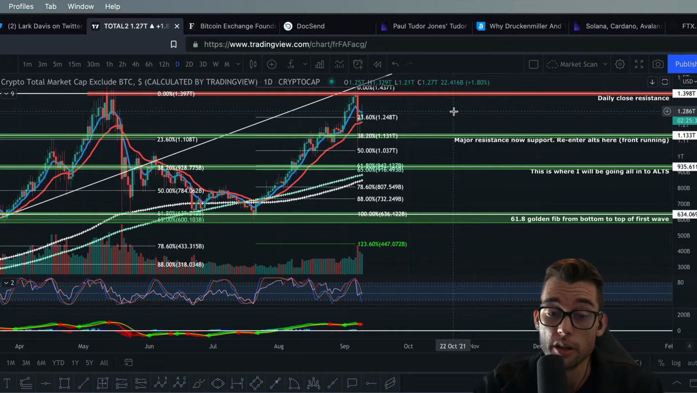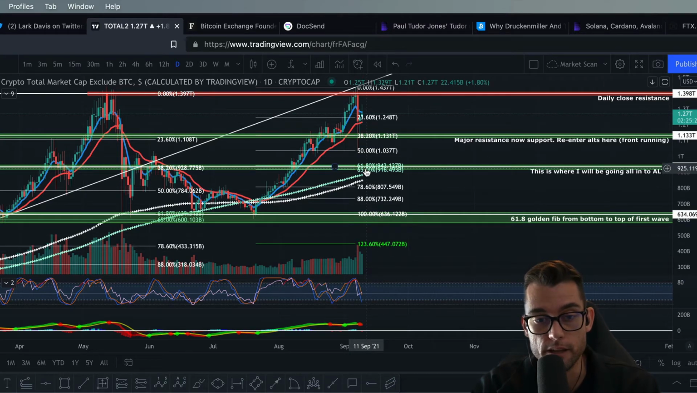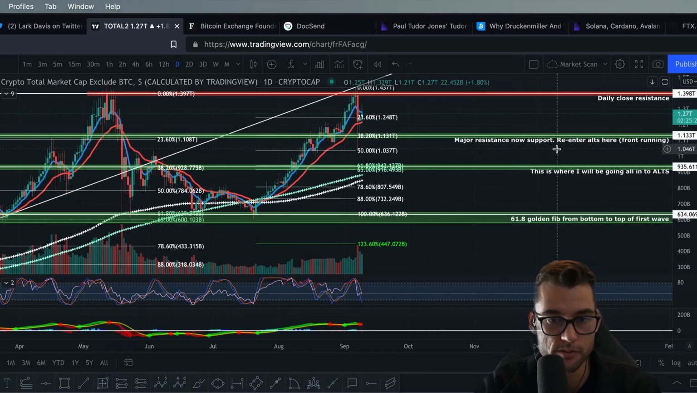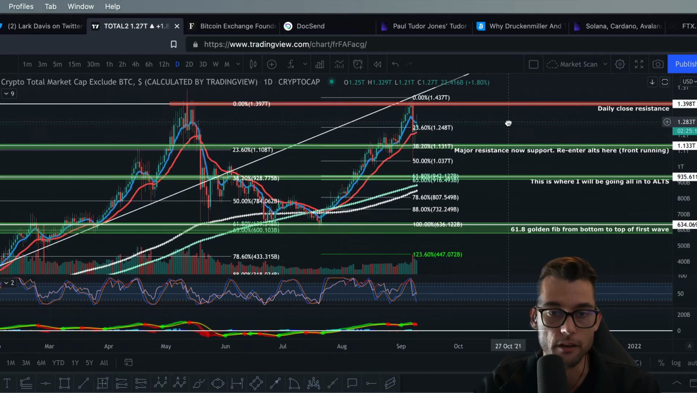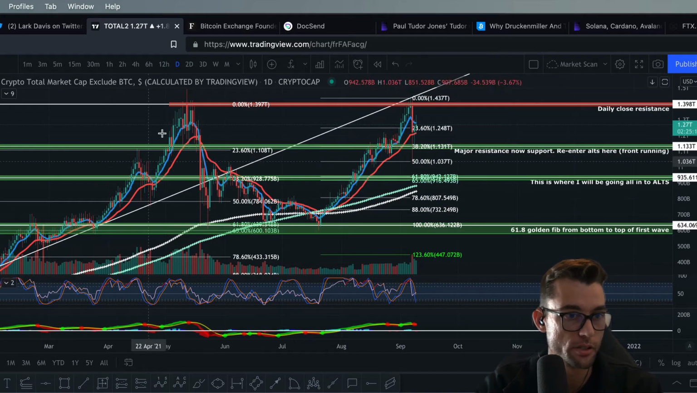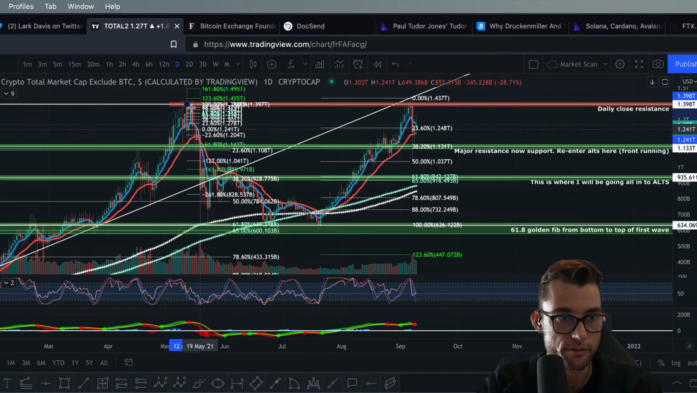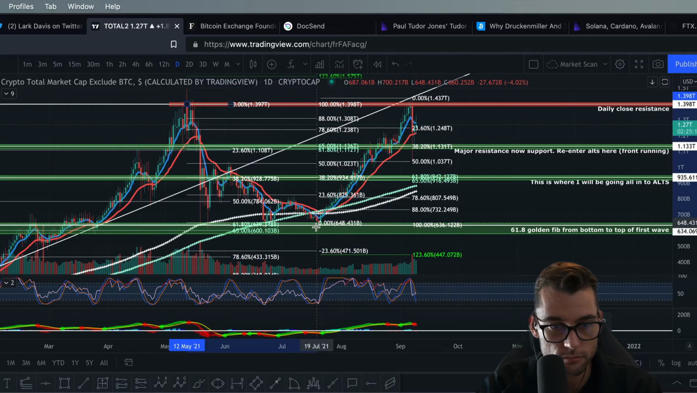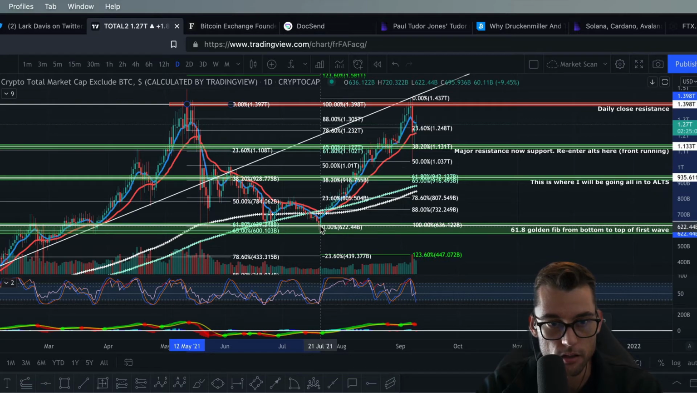What you'll also notice is that the 61.8% golden ratio from the move bottom to the top falls in line with the 38.2 bottom to the top of the previous move. And to be honest, what I should have done is I should have taken the Fibonacci from the top to the bottom of this move. So doing that, this is what we could see.